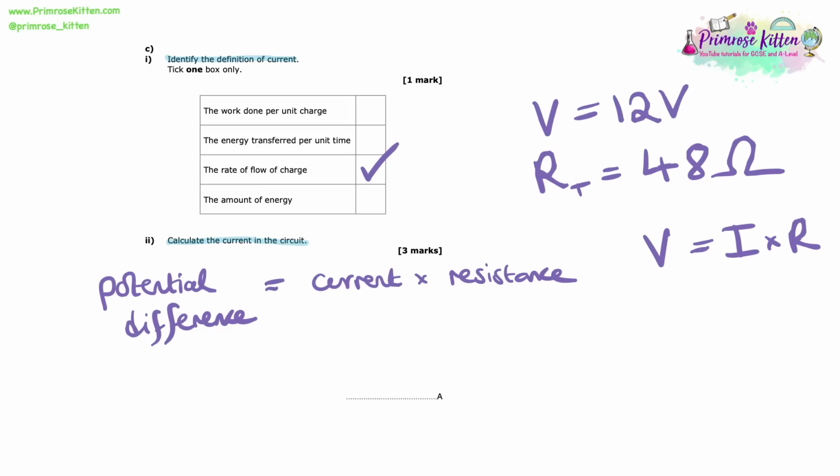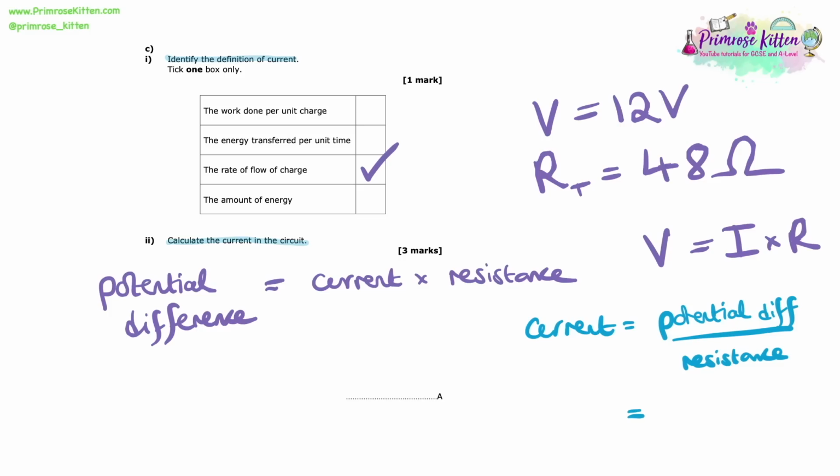So here we need to get the current though, don't we? So we're going to need to rearrange our equation to get current as the subject. So here we've got current equals potential difference, and then we need to divide by that resistance, doing the opposite of the multiplying, to get the current on its own. So in this case, that gives us 12 over 48, which gives us the current equal to 0.25 amps.